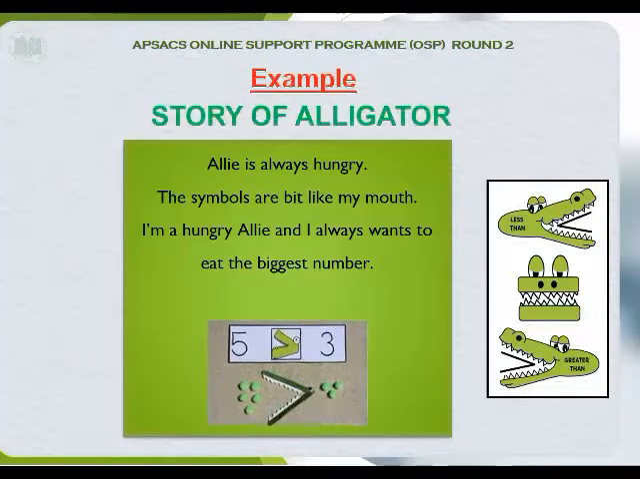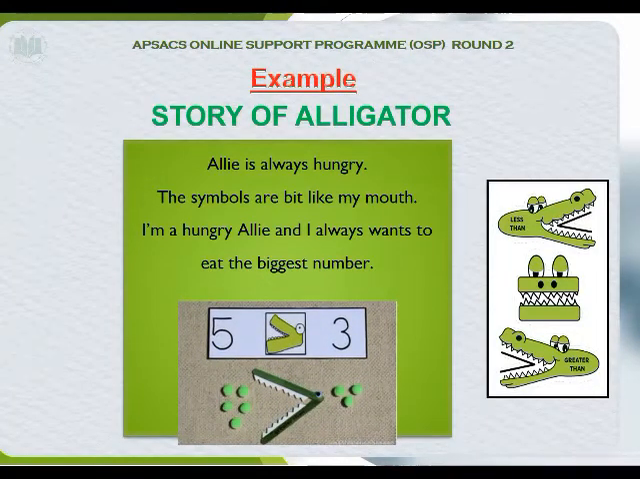Now let's start the topic with the story of an alligator. As I told you before, the story of an alligator, and you know that Ellie is always hungry. He said that the symbols are a bit like my mouth. I am a hungry Ellie and I always want to eat the biggest number. So students, the open mouth sign shows that the number is greater and the closed end shows that the number is smaller.